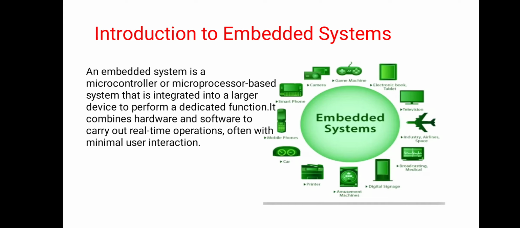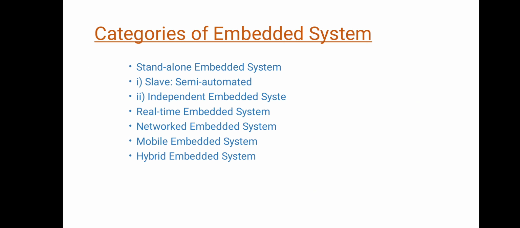It combines the hardware and software to carry out the real-time operations, often with minimal user interaction. An embedded system has many applications: home automation, mobile phones, cars, printers, television, electronic books, tablets, game machines, cameras, smartphones, broadcasting, and so on. And the next one is categories of the embedded system. There are 5 categories of embedded system.